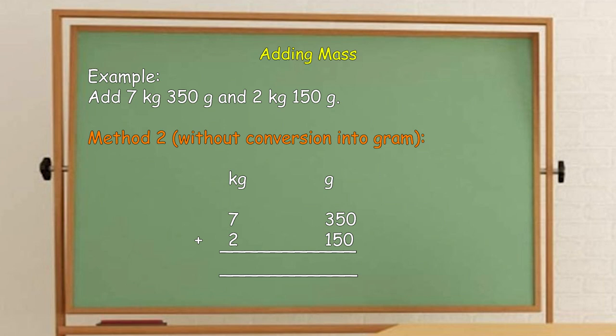We're going to add the grams first. So 0 plus 0 is 0. 5 plus 5 is 10. We put the 0 there and add the 1 to the other column. So we have 3 plus 1 plus the 1. That would give us 5. So the total amount of grams is 500. Well done. Let's move on to add the kilograms. We have 7 plus 2. That would give us 9. Therefore, our answer is 9 kilograms, 500 grams.